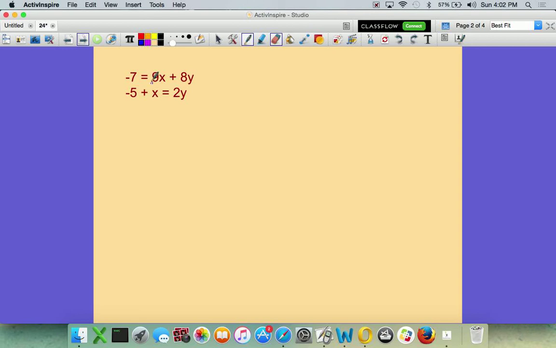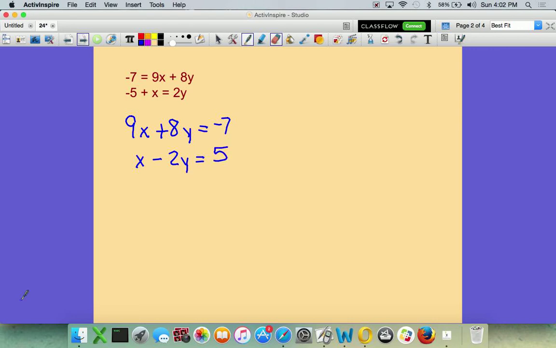So normally what we do is we like to have this x and y on the left side. That's fine. We're just going to flip this equation side to side. So 9x plus 8y equals negative 7. And then down here we need to move the 2y over and the negative 5 over. So we would subtract the 2y and we would add 5.